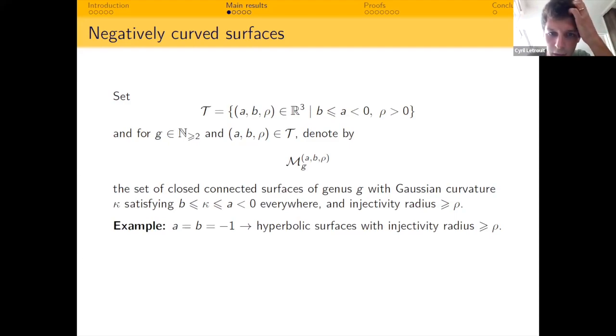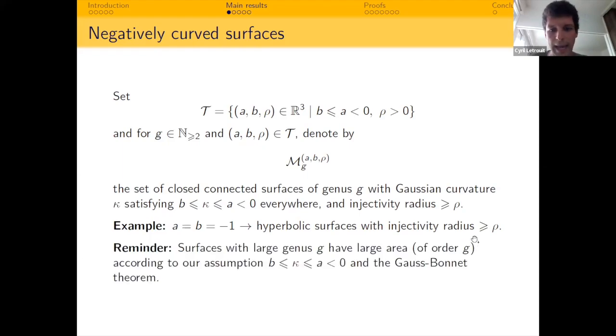And of course, if you take B and A to be very close to each other, it's less interesting than if you take B to be very negative and A to be very close to 0. And rho, you should imagine it to be very small also. So for example, if you take A equal to B equal to -1, you get all hyperbolic surfaces with injectivity radius greater than or equal to rho. And I just remind you, because it's very important for the mental picture, that surfaces with large genus G have large area in this setting, of order G, because we assume that kappa is between B and A, and there is, of course, the Gauss-Bonnet theorem, which then implies that they have large area. So you should think of large things.